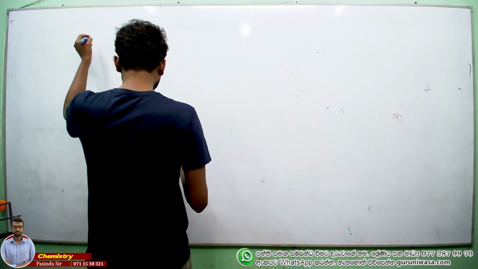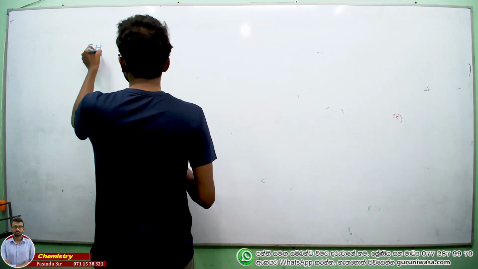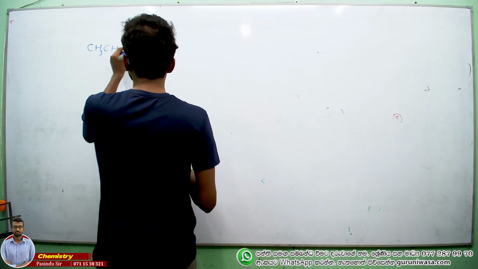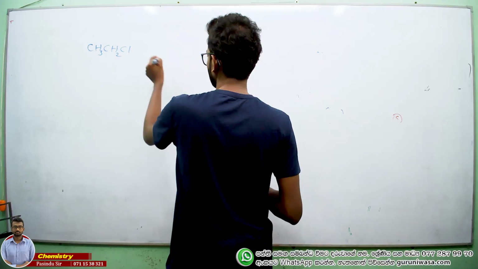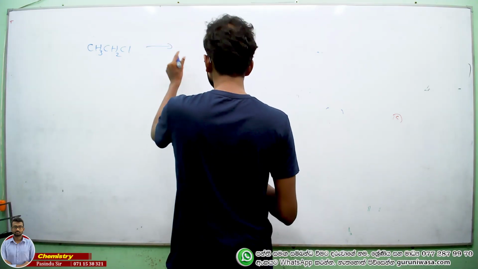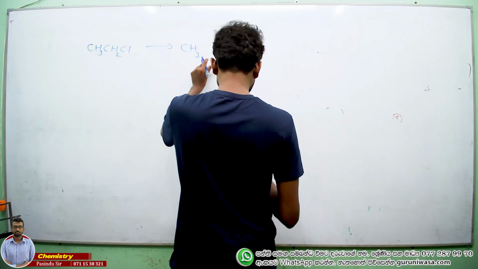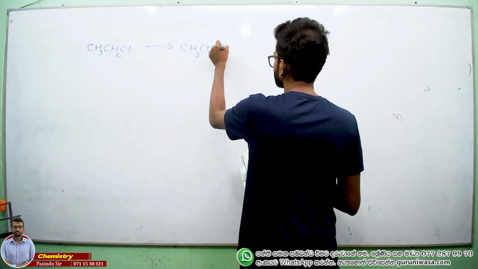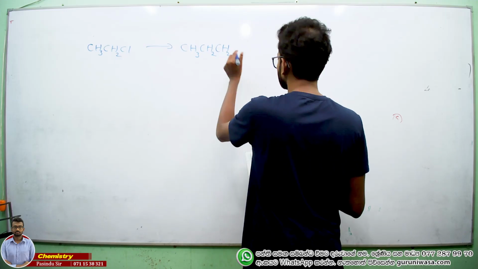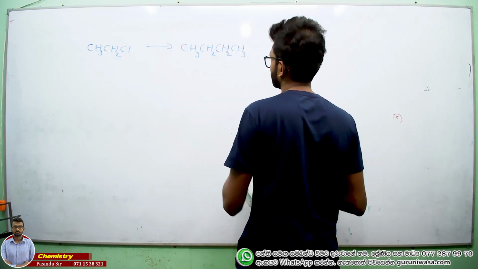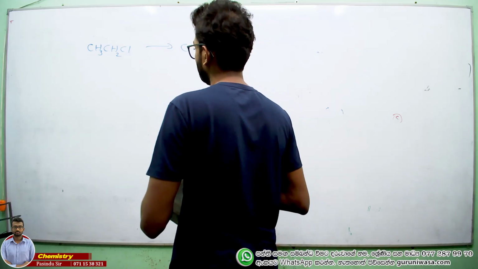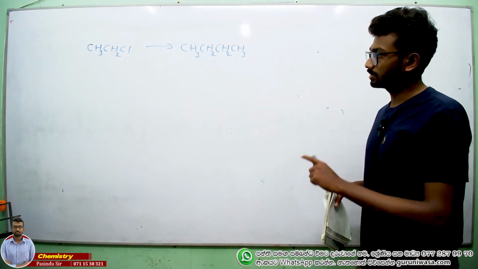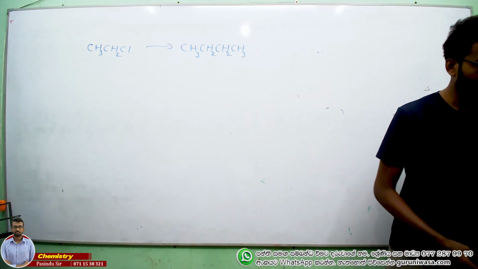The first one: CH3 CH2 Cl, convert into CH3 CH2 CH2 CH3. CH3 CH2 Cl converts into CH3 CH2 CH2 CH3. So pause the video.